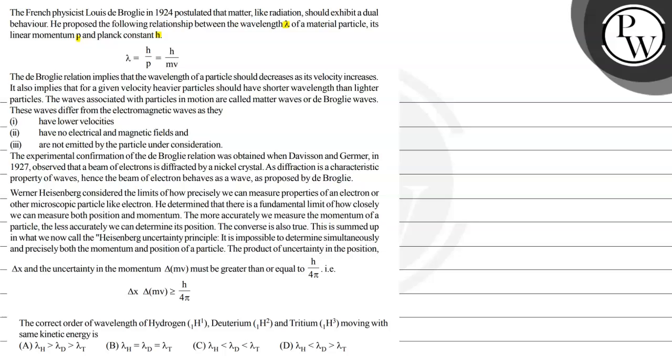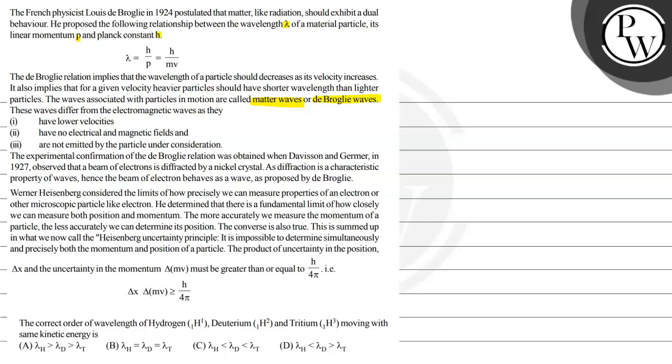The de Broglie relation implies that wavelength of a particle should decrease as its velocity increases. It also implies that for a given velocity, heavier particles should have shorter wavelength than lighter particles. The waves associated with the particles in motion are called matter waves or de Broglie waves. These waves differ from the electromagnetic waves as they have lower velocities, have no electrical and magnetic fields, and are not emitted by the particle under consideration.